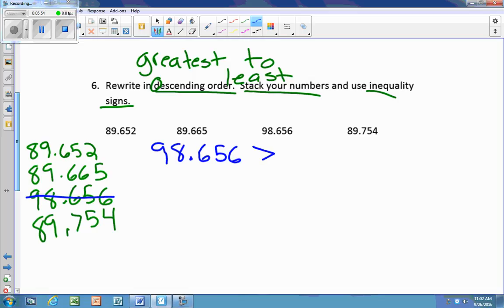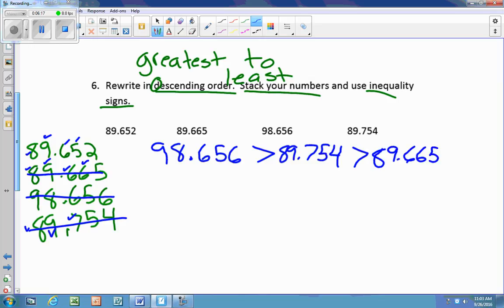So it's greater than, I want to put that symbol in there. Then they all have these 8s. They all have these 9s. Then I have a 6, and a 7, so I know this is my next largest number. Then I look, we have a 5 and a 6, so I know this is my next largest number. And then my last number. And that is how I put them in descending order, and that is the topic B review.